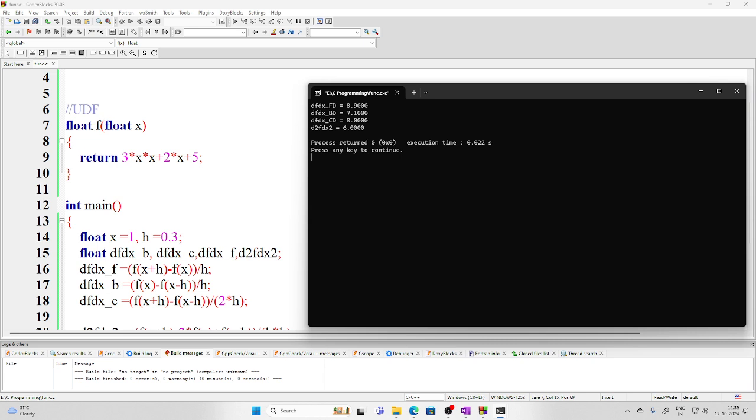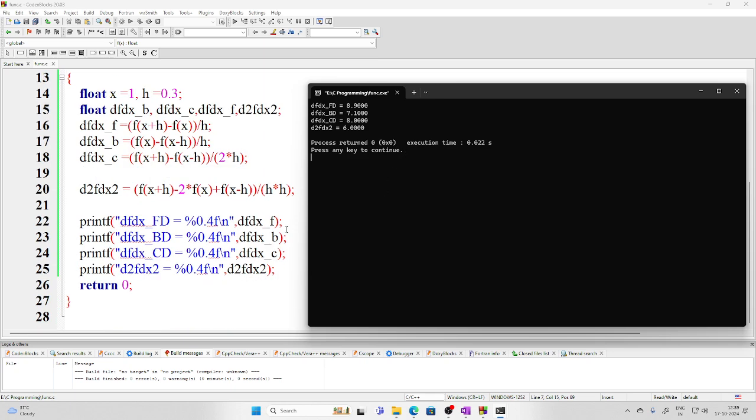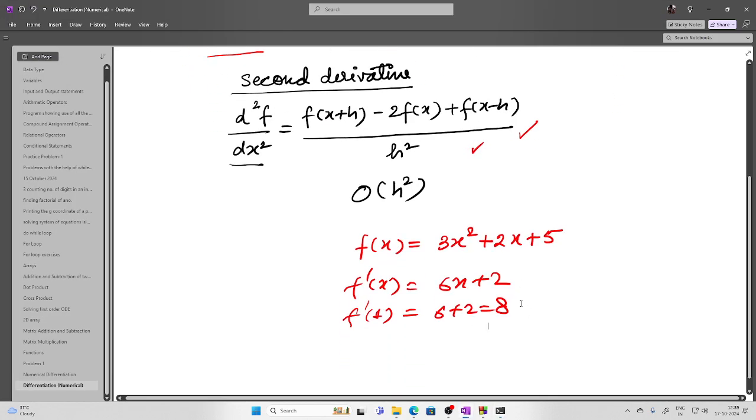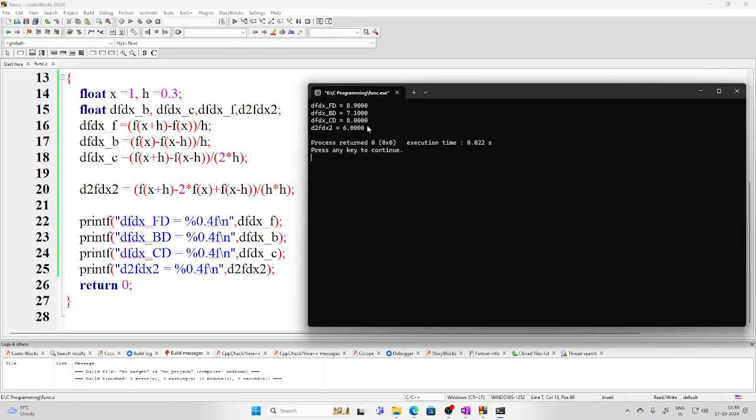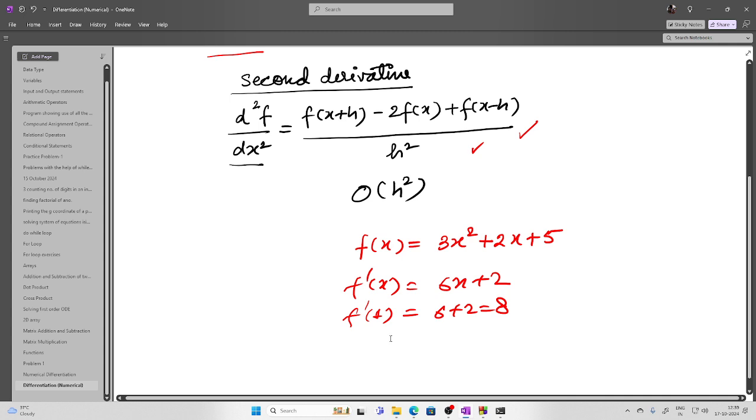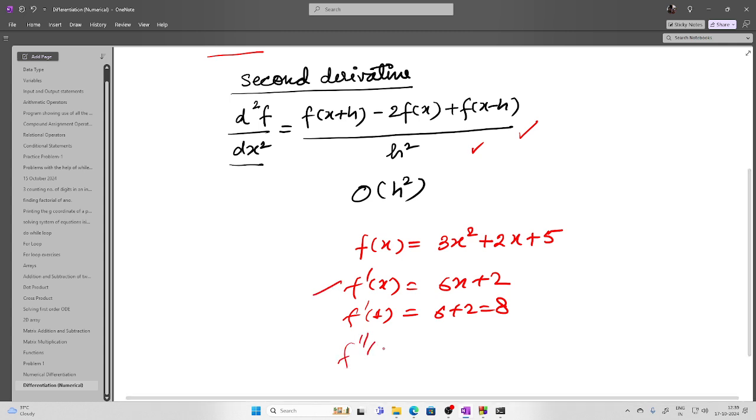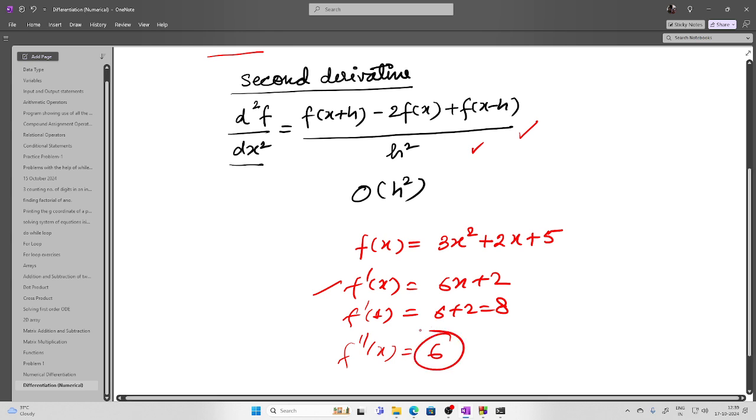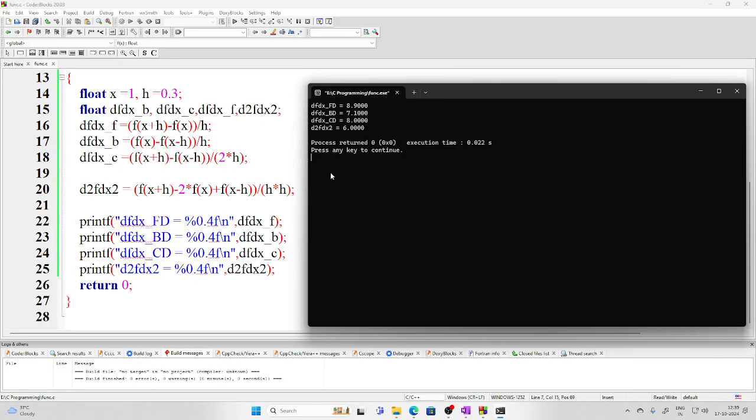Now this is a very important thing. You should remember that whenever you are writing arguments, you should always write the data type of those arguments. So here, the first derivative in forward direction is giving 8.9, backward direction is giving 7.1, and central difference is giving you 8. And our analytical answer was also 8. Okay, so that's why I said that this is very accurate. Apart from this, the second derivative of this function, that is f double prime x, is 6, and that is what we are getting there, 6.